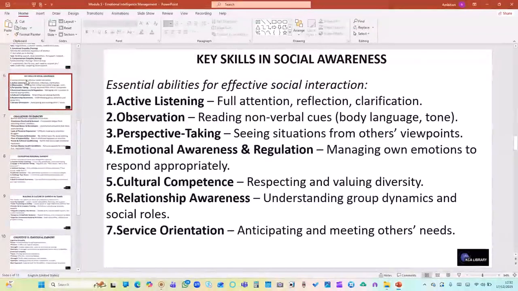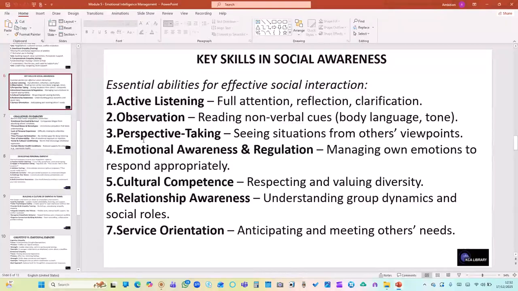Now let us look at skills needed in social awareness. That is the essential ability for effective social interaction. Number one skill needed is active listening. Always pay full attention, reflection and clarification. Now number two skill is observation, reading non-verbal cues like body language, gestures. So you must be observant, for if you must communicate very well in social settings, you must have social awareness skills.